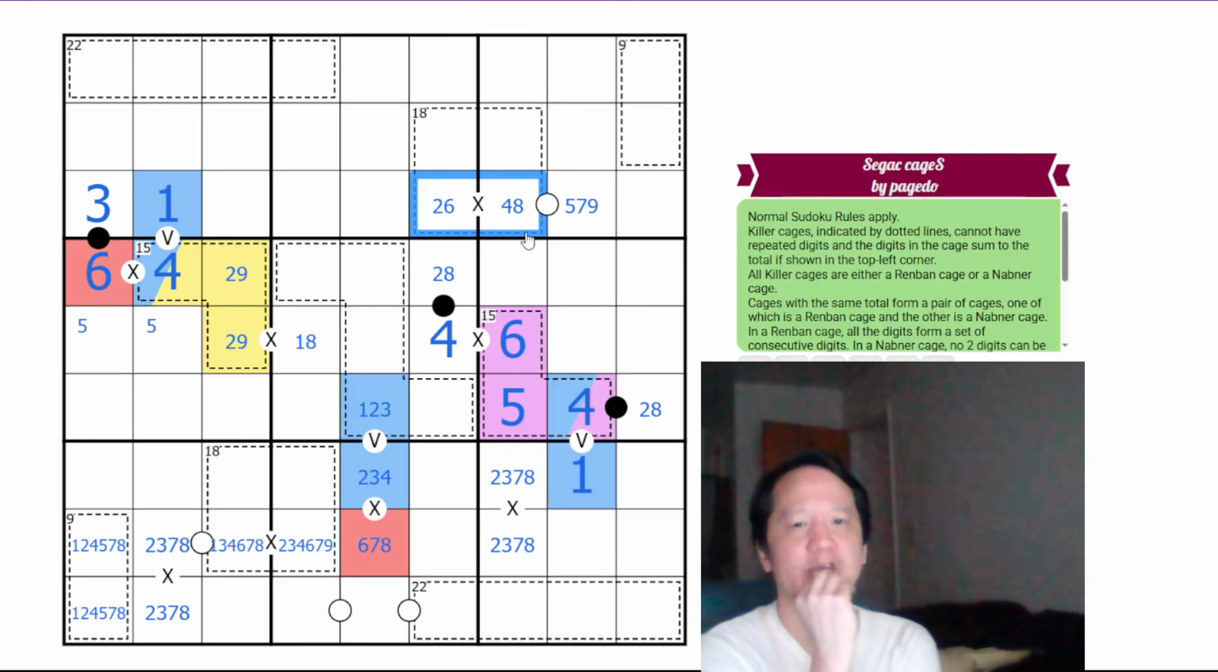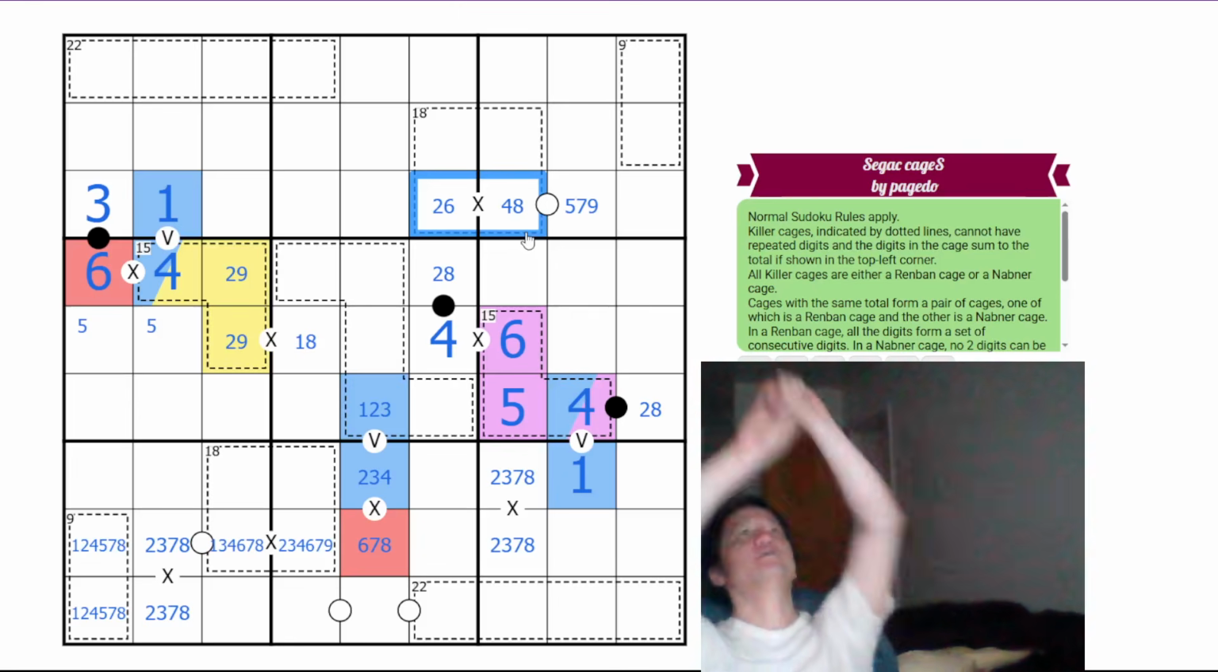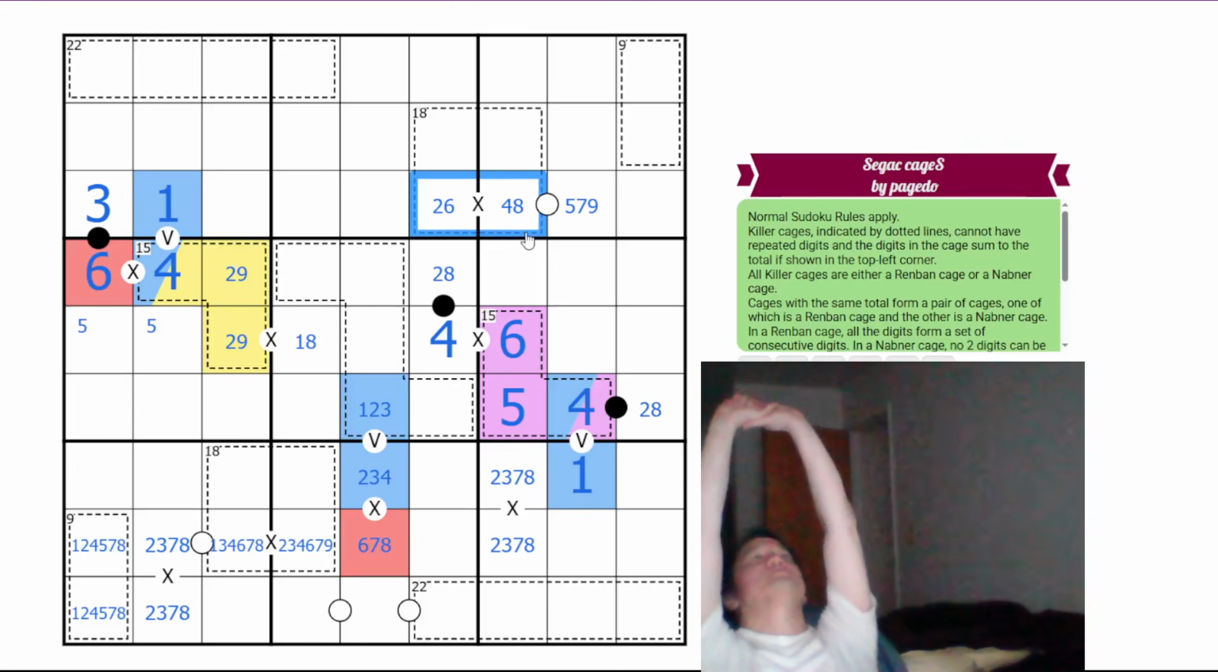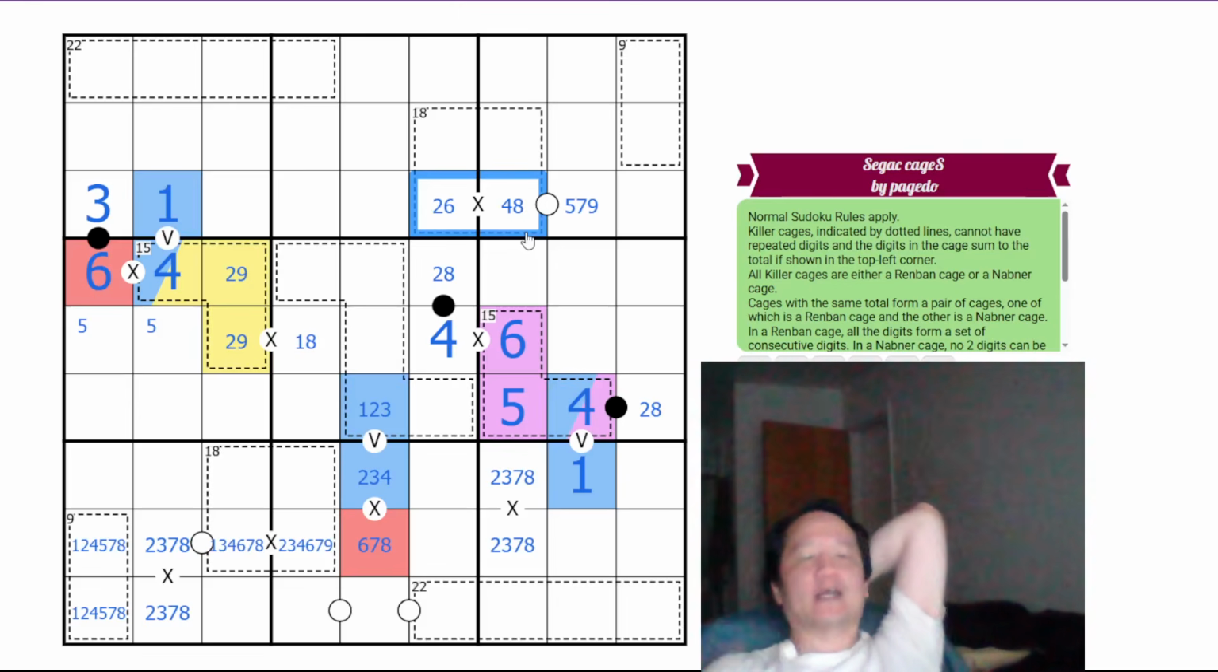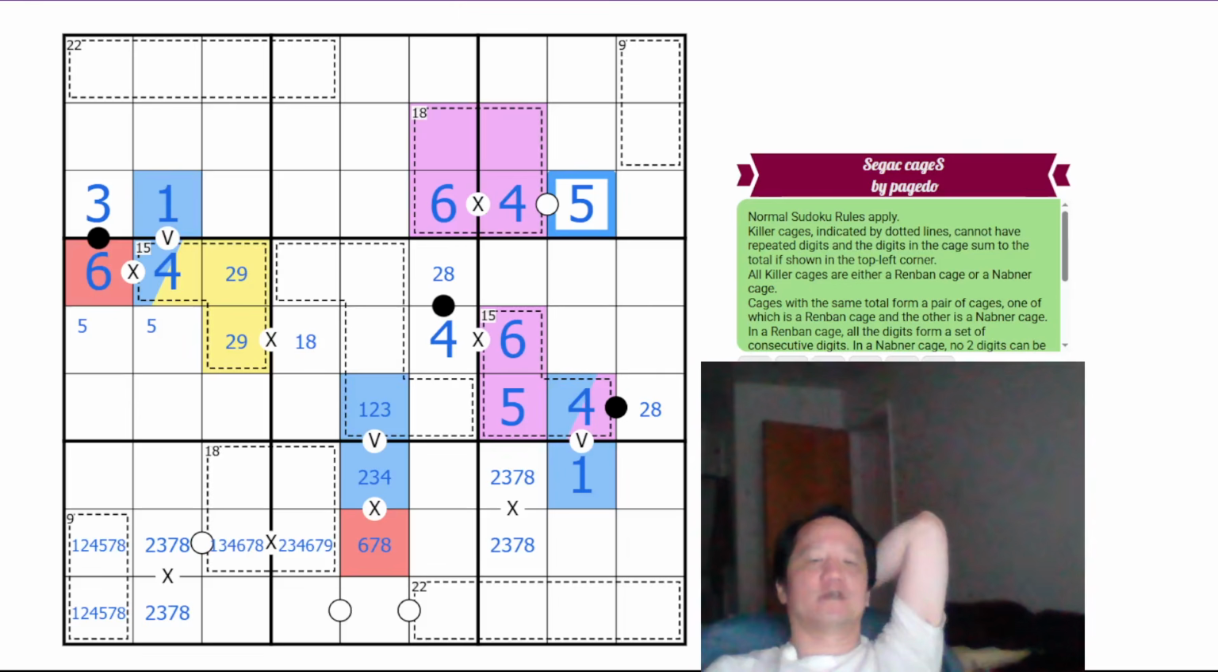What about 2-8? Can 2-8 have that? That would eliminate 2 and 6. You can't have 1-7 or 3-5. So that can't work as a Nabner cage either. So this has to be the Renban cage. Which means this is 6-4, which is consecutive with 5 here. And this must be 3 and 5 here. And this cannot be 5 because of 5 in the column. So this is 3 and that's 5.